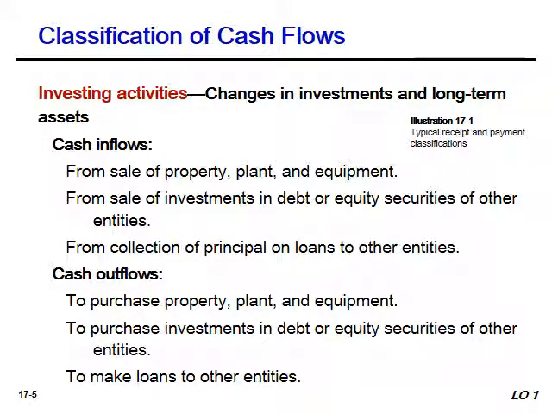Investing activities are changes to investments in long-term assets. So inflows would be from the sale of property, plant, and equipment, or the sale of debt or equity securities, so debt that we hold in other companies, investments in other companies' bonds, investments in other companies' stocks. When we sell those investments, those would be cash inflows, or when we collect loans we've made to other companies. And then cash outflows for investing activities would be the purchase of property, plant, and equipment, or the purchase of investments in other companies, or if we make a loan to another company.